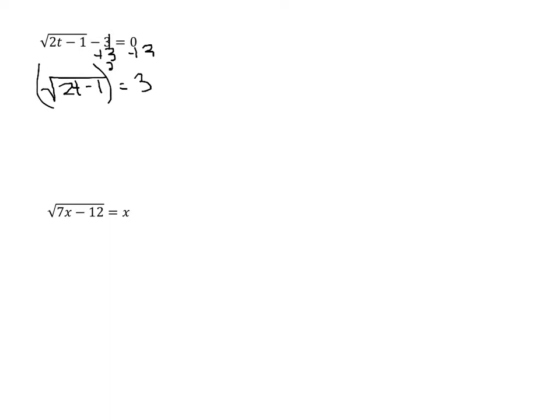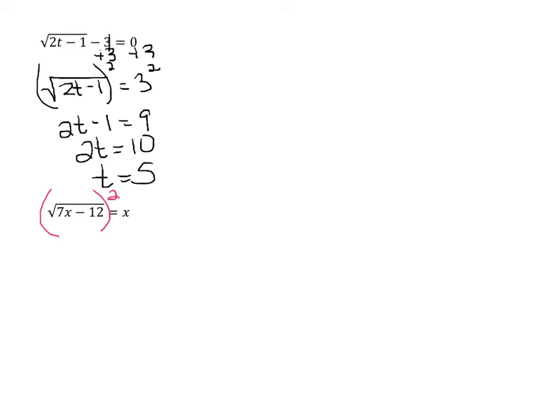Then we can square both sides. Now we solve it the way that we are used to. And in this case, t is equal to 5. We can take a look at this next problem. Here we've got a variable under the radical and outside of the radical, but we go through the same process. To undo a square root, we square. Now what we've got is a quadratic.